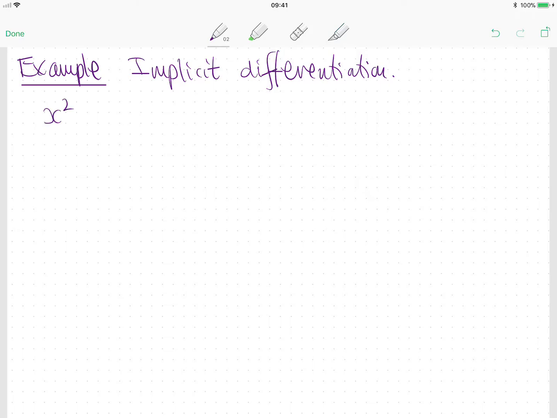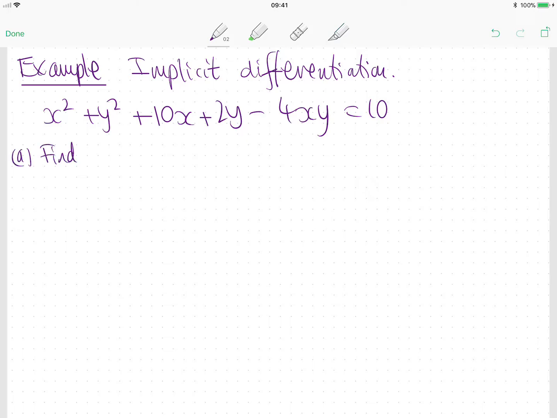We're given some function which is expressed implicitly, which says that x squared plus y squared plus 10x plus 2y take away 4 times xy is always 10. And part A is to find dy dx in terms of x and y.